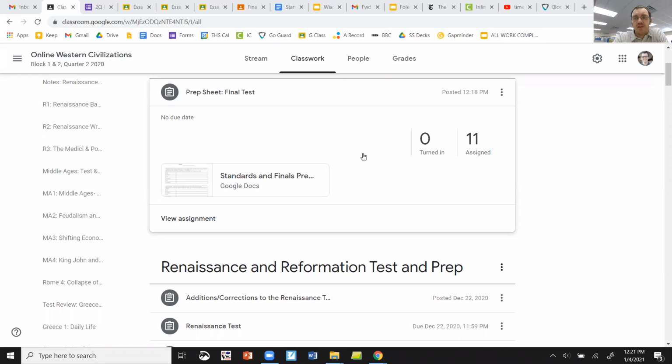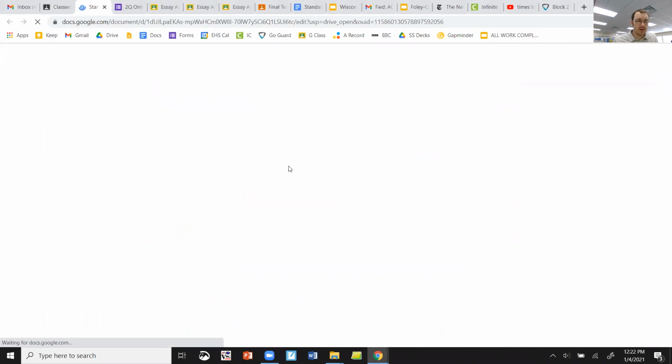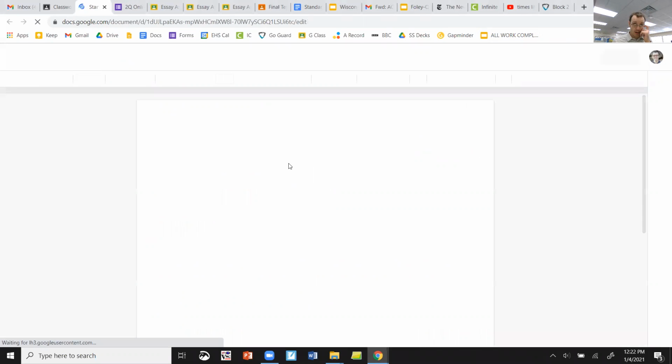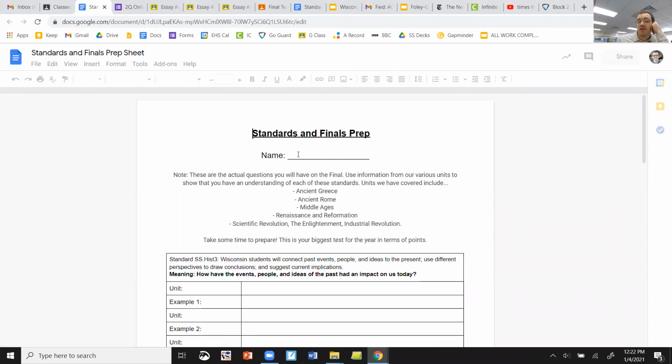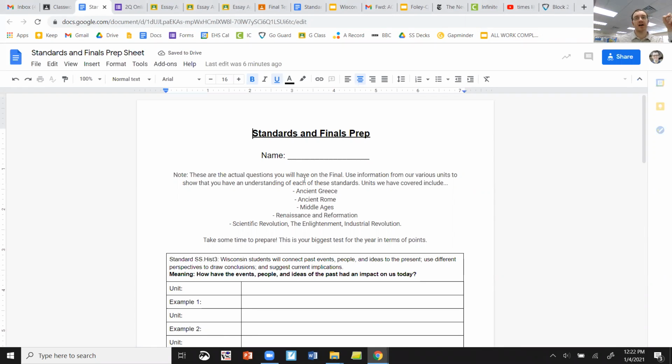So in terms of the test and how it's going to operate, it's pretty straightforward. I'm giving you this prep sheet here. We'll open that up, take a look. This sheet will outline the questions for the test. These are literally the 4 possible questions for the test. I might give you all 4, I might give you 3, depends on the situation.